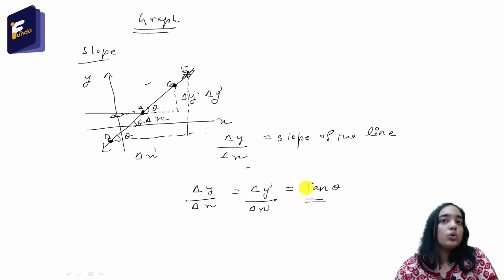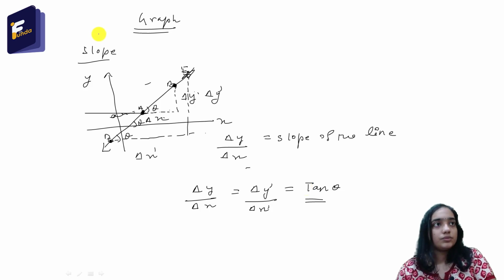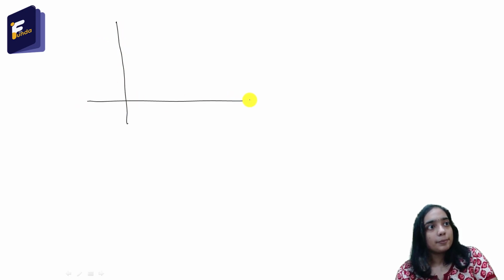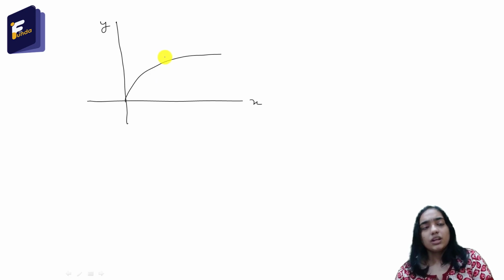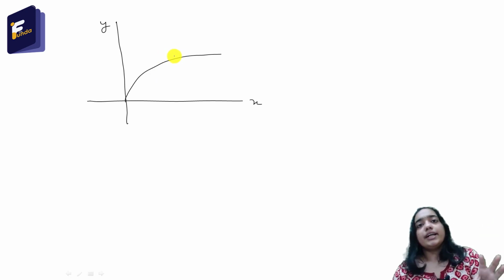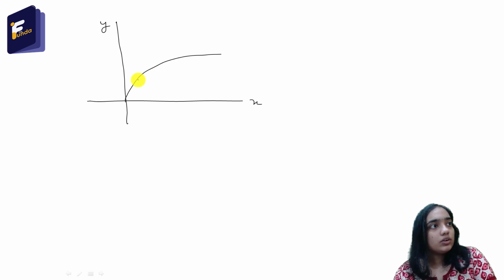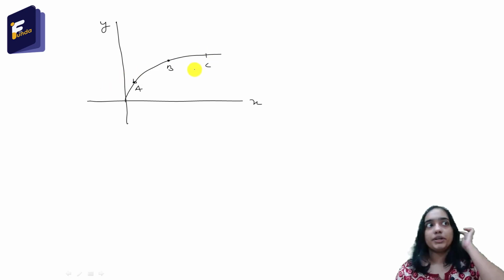So what will be the slope of a curve? So this is the x-axis, this is the y-axis, and if I draw something like this, okay, so for this curve, the slope is different at every point of the curve. Okay, so let this point be A, this point be B, this point be C. So the slope is different at all the points.